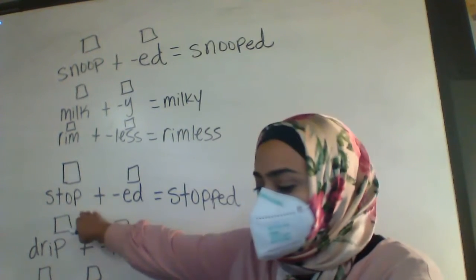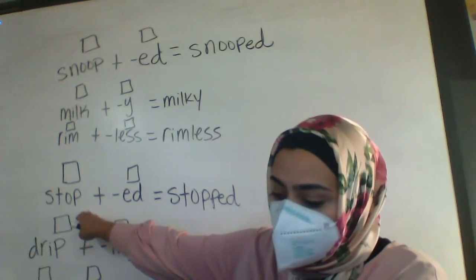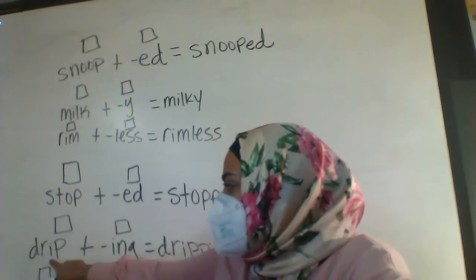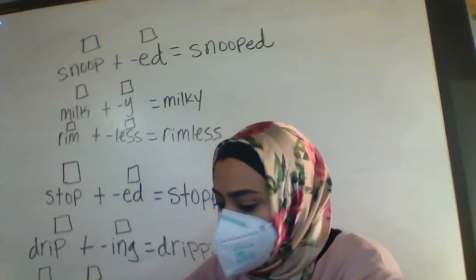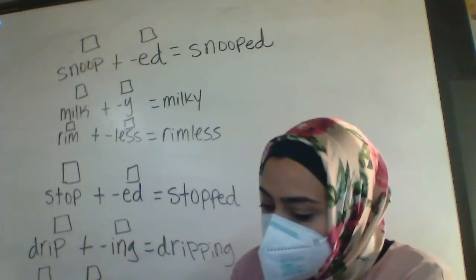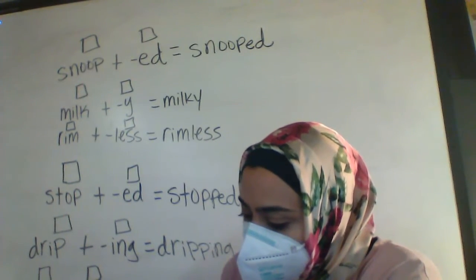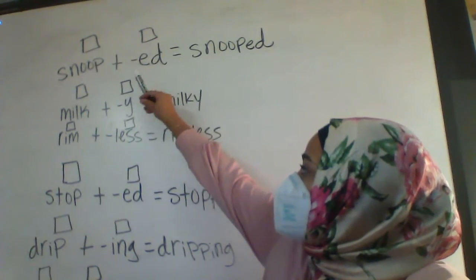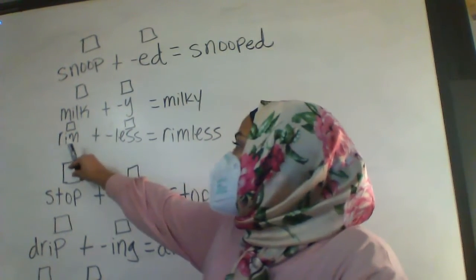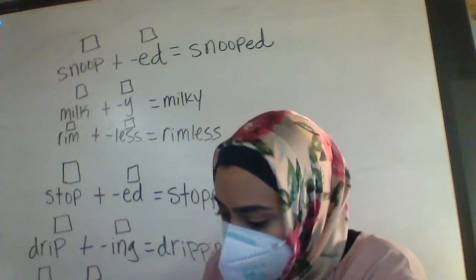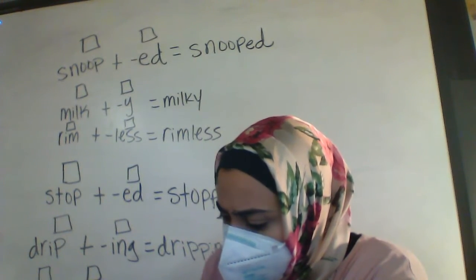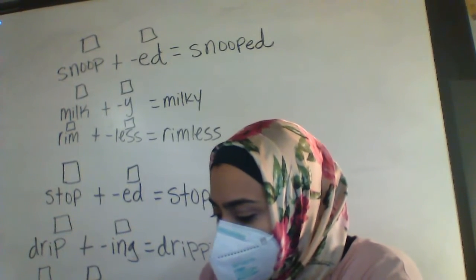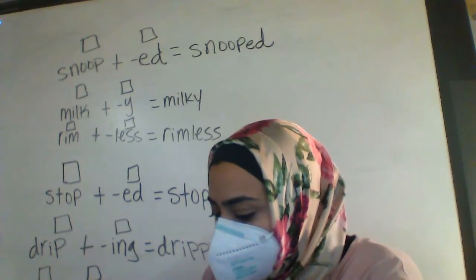In this list, the root words end with one vowel and one consonant. One vowel, one consonant. Root words in the second list either do not end with one vowel and one consonant. Right? Some of them do, some of them don't. Root words in the second list either do not end with one vowel and one consonant or aren't adding a vowel suffix. This is called the doubling rule.